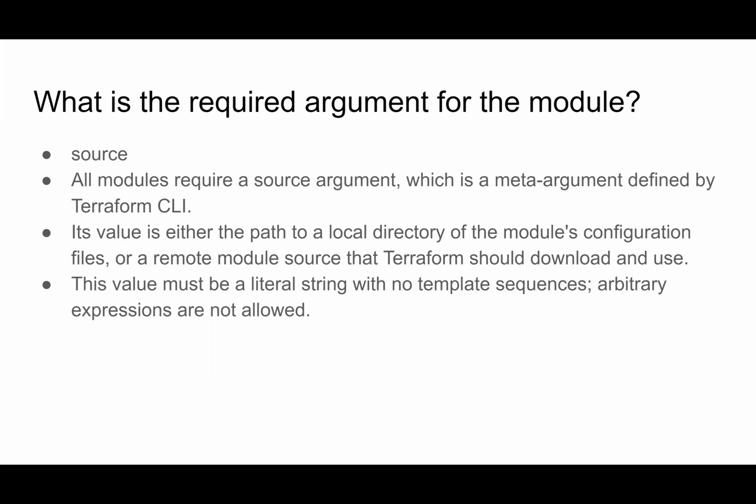What is the required argument for the module? We always have to specify source. All modules require a source argument, which is a meta-argument defined by the Terraform CLI. This is important. Its value is either the path to a local directory of the module's configuration or a remote module source that Terraform should download and use. It must be a string literal with no template sequences. Arbitrary expressions are not allowed.